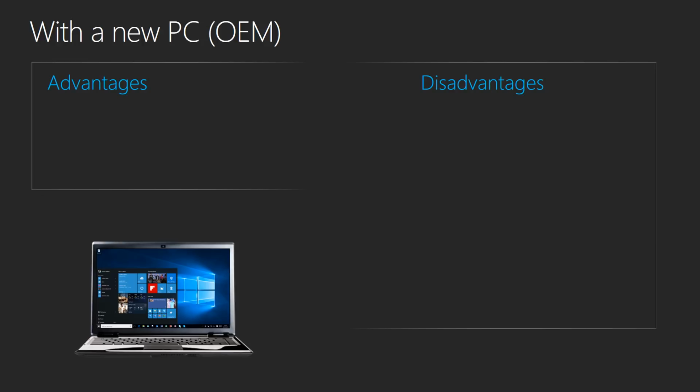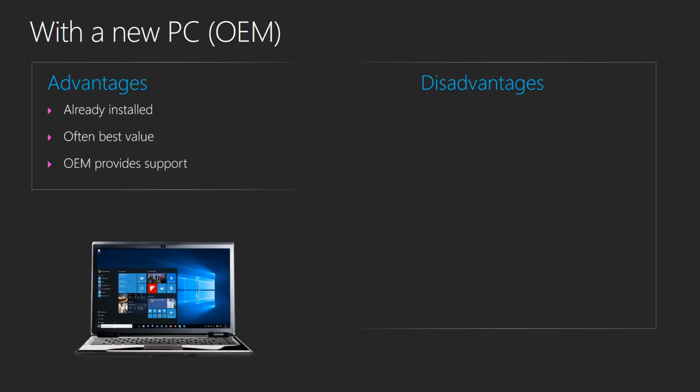What about the advantages and disadvantages of a license purchased with a new PC or an OEM license? Firstly, it's convenient because it's already installed, so it's often a good value way of acquiring the license. And also, the OEM is obligated to provide support to the license holder. So again, you can see that those are good advantages to the consumer.